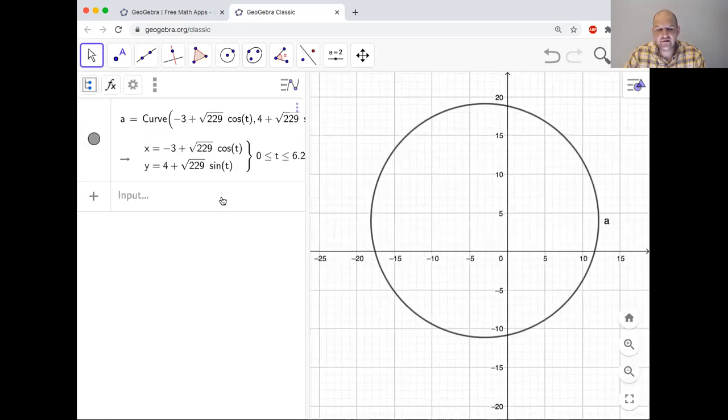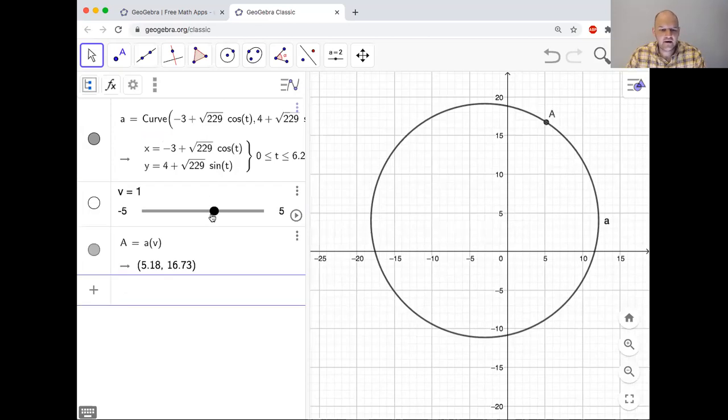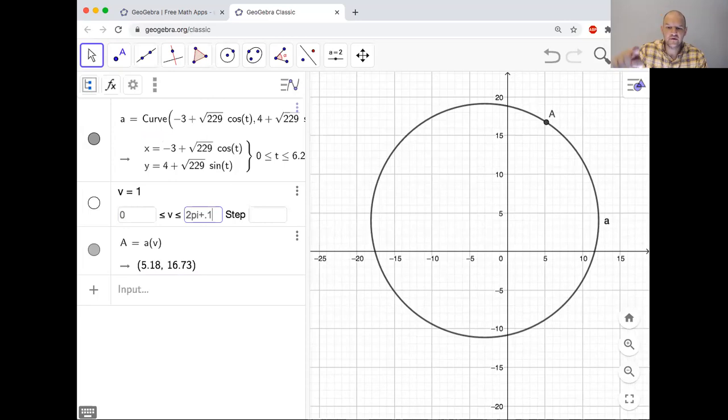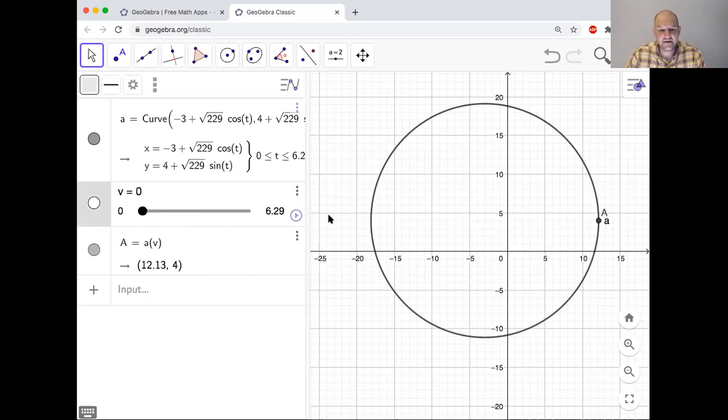Okay, now the fun. Let's put a point on it. I'm going to do A of v, and v will become a slider. Let's go 0 to 2 pi, plus 0.1 so that it'll go all the way around. Let's do 6.29, going by 0.01s. And if we put this back at 0 and hit play, we'll see something going around a circle counterclockwise, starting at the rightmost point.